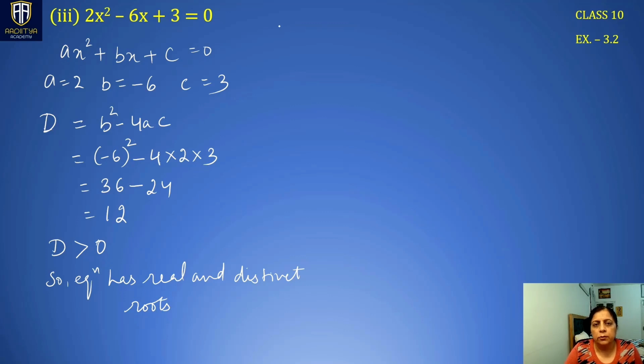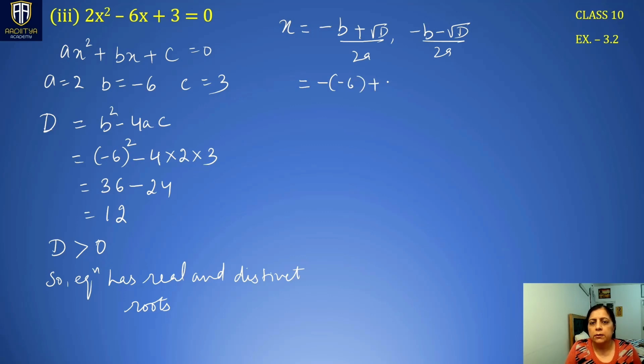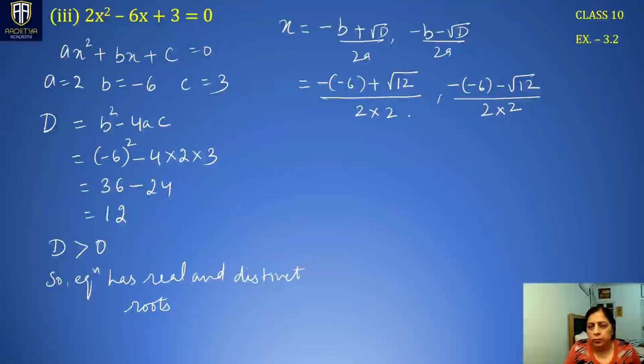Now we have to find those roots. For that we are using formula x is minus b plus root d upon 2a and minus b minus root d upon 2a. That makes it negative b. b is negative 6. So minus of minus 6 plus square root of 12 upon 2a, 2 into 2. Here we have negative of negative 6 minus root 12 upon 2 into 2, right? So this is plus 6.